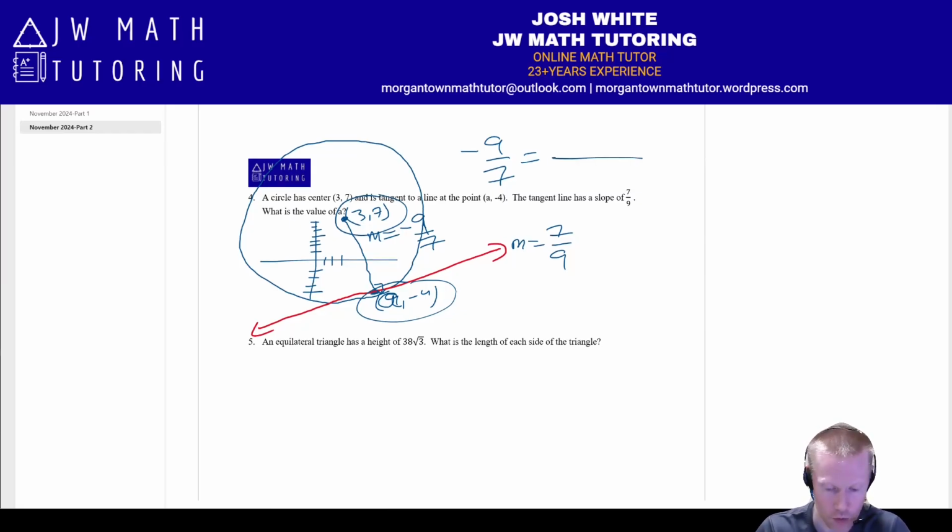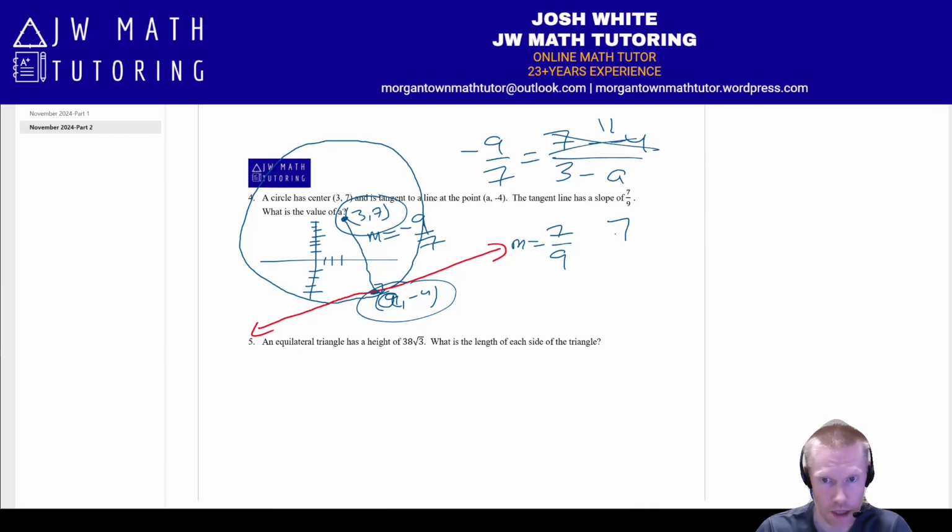So you set up the formula, basically y2 minus y1. I'm just going to call this x2, y2 the center, 7 minus negative 4, over x2 minus x1, 3 minus a. Okay, now you could go ahead, see, 7 minus negative 4 is 11.